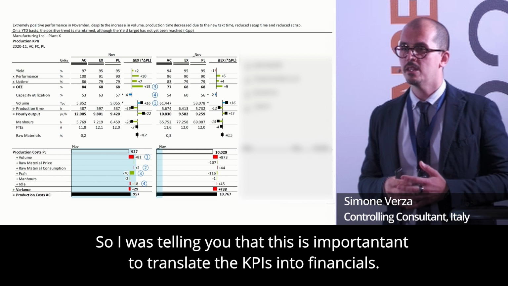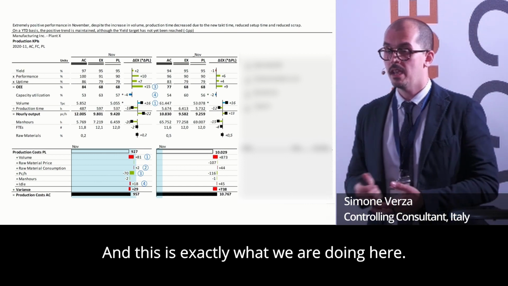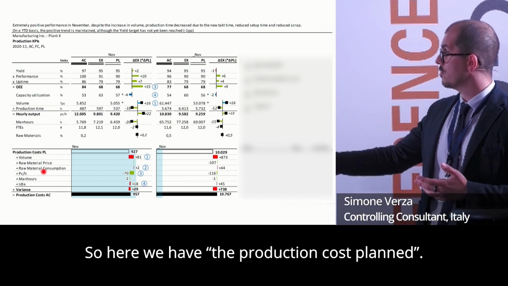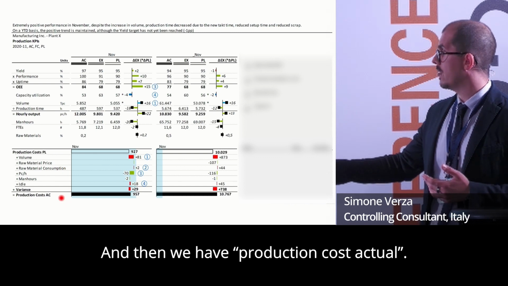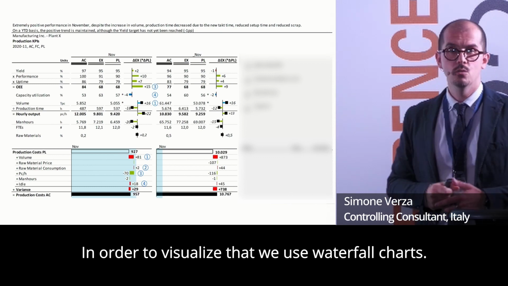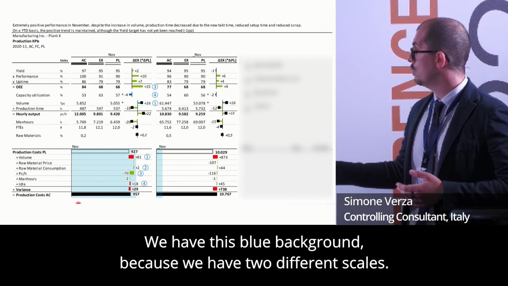So I was telling you that it's important to translate the KPIs into financials, and this is exactly what we are doing here. So here we have the production cost planned, then we have the whole list of the variances, and then we have the production cost actual. In order to visualize that, we used waterfall charts. We have this blue background because we have two different scales.